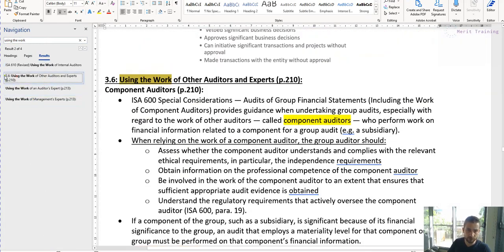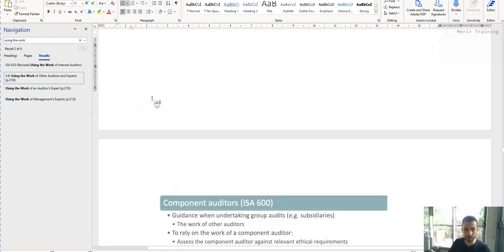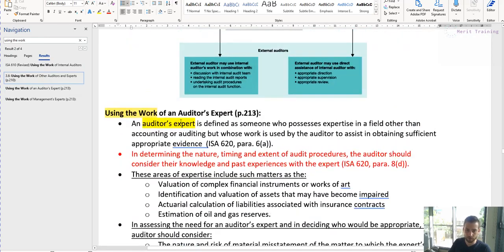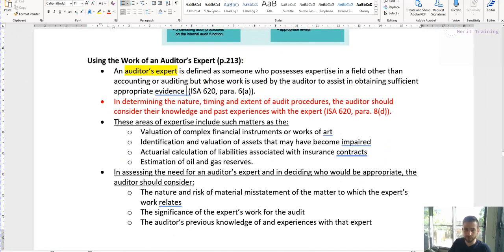So what I'm going to do is go to the one with the title. I can tell it's a title because it's going 3.6, using the work of other auditors and experts. So this bit's the one I want over here, experts. We've got component auditors first, then internal auditors, and then using the work of an auditor's expert. Okay, so this is probably the bit that we want here.